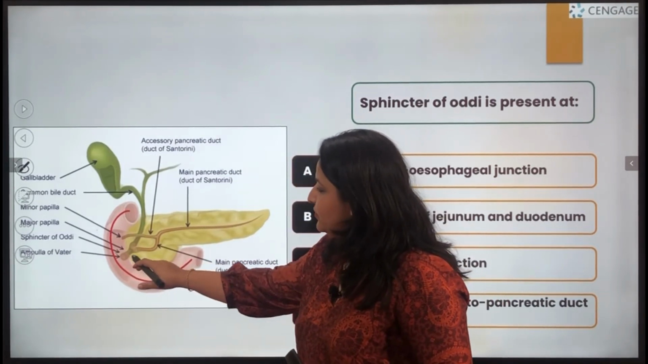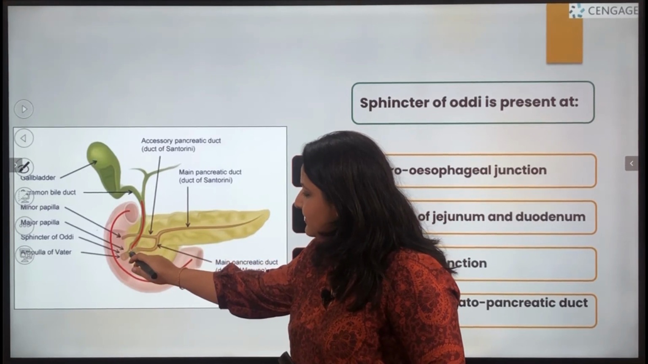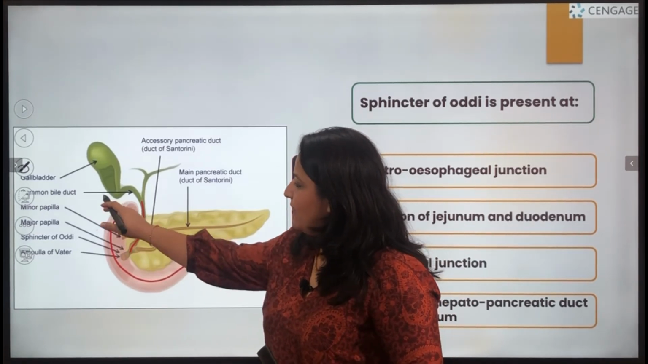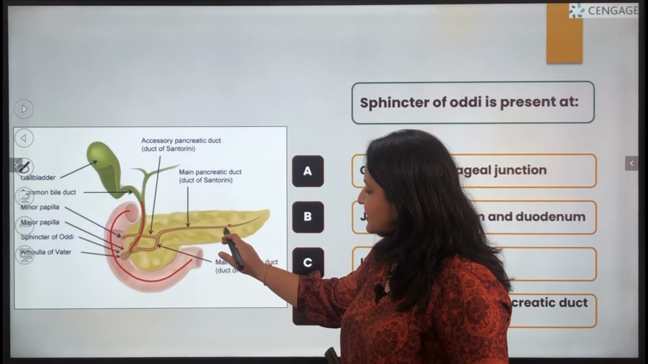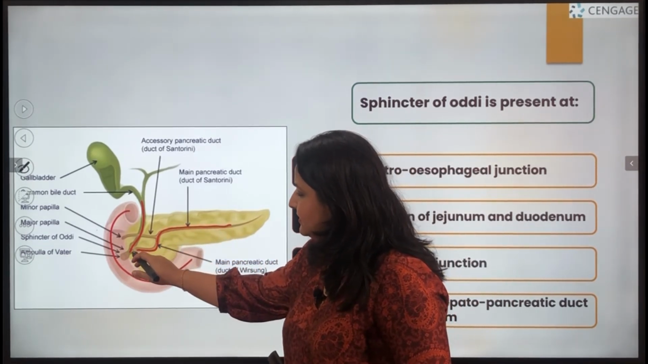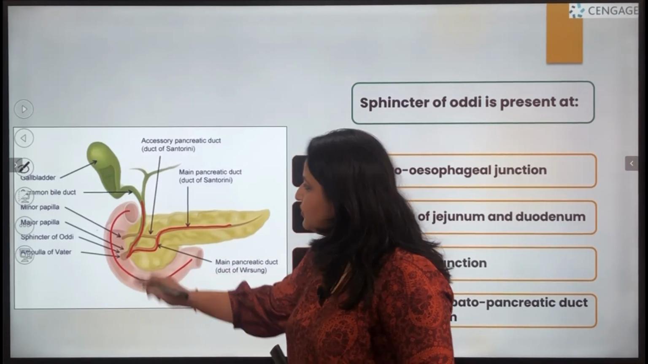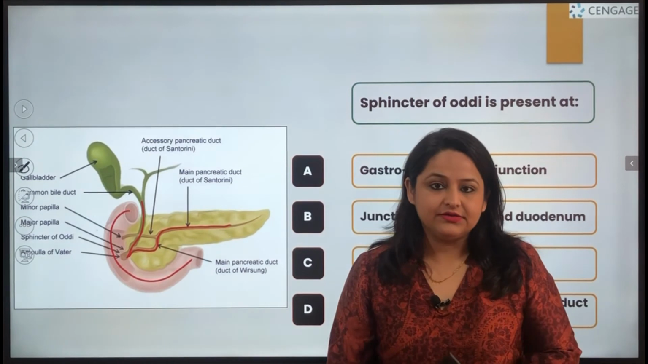In the duodenum, we know that the secretions coming from the liver, that is the bile, coming from the common bile duct, as well as the secretions from the pancreas, which are coming from the main pancreatic duct. These both ducts join together to form a common duct known as the hepatopancreatic duct.